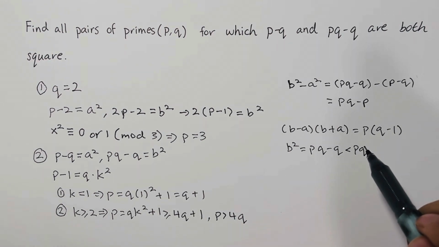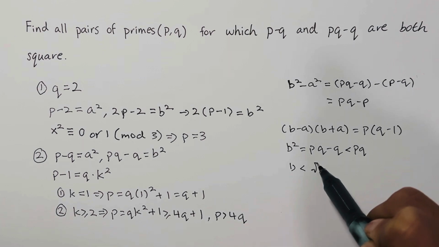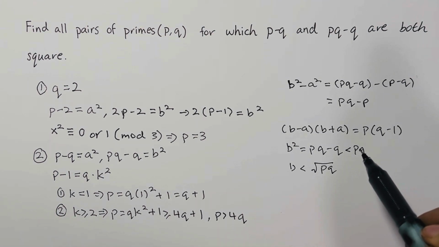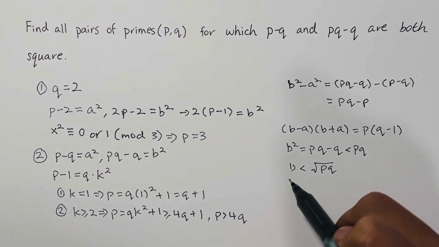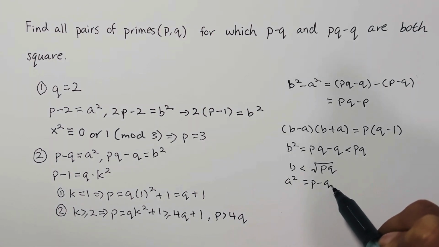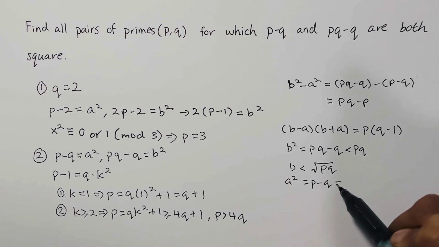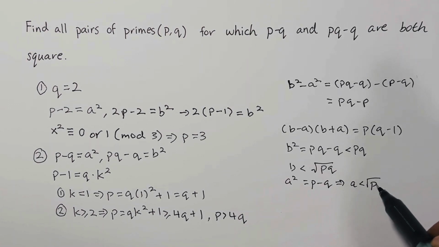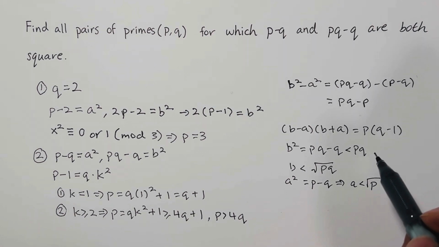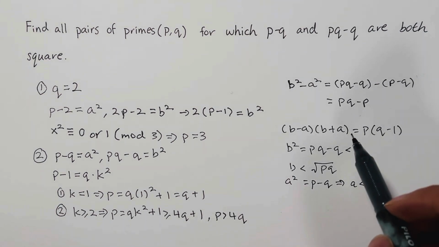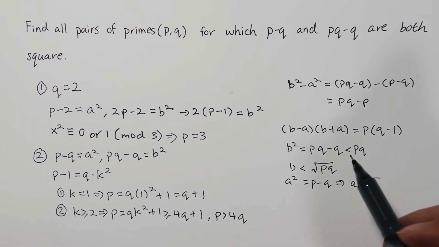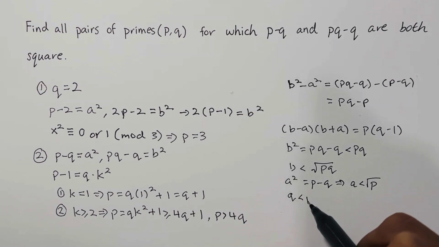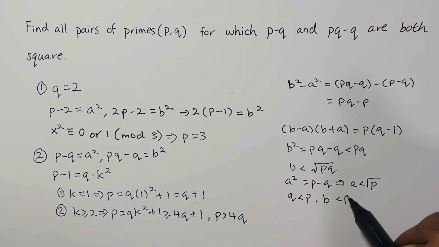So b is less than square root of pq. Also, a squared equals p minus q, which is less than p. So a is less than square root of p. Let's look at the difference, b minus a. Since b is less than square root pq, and we are in a case where q is less than p, where actually 4q is less than p, strictly speaking, since q is less than p, b is less than p.